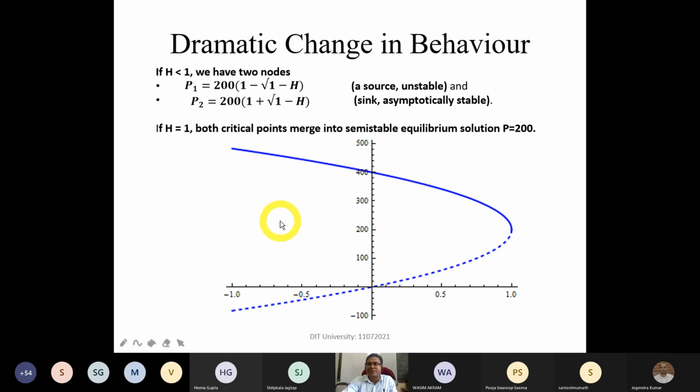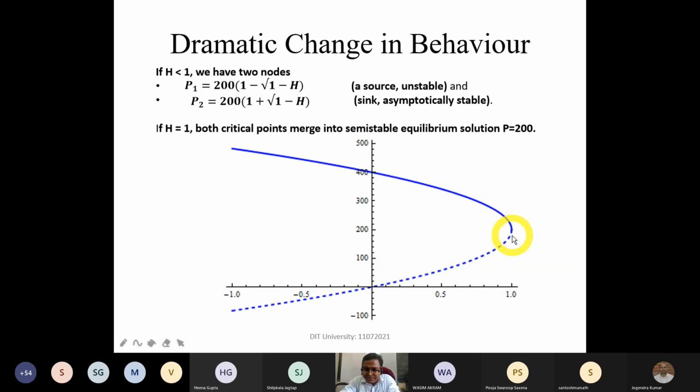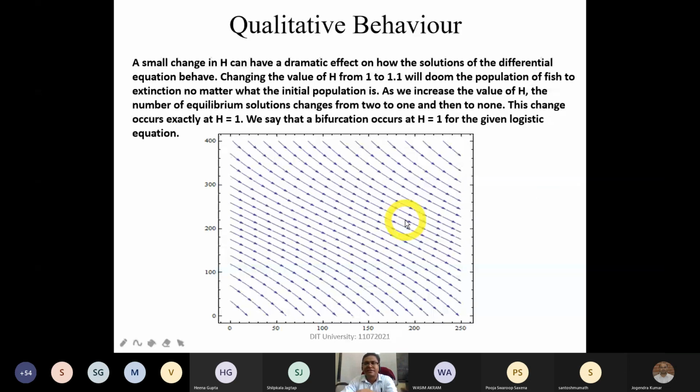So what happens if H is equal to 1? As you can see, both the solutions converge at that point, and after H is equal to 1, there are no solutions, right? So that means this is the critical point. This is the bifurcation point where, below this, you might have stability or instability, but after that you cannot have fish existence. So the fish go extinct if H is greater than 1.